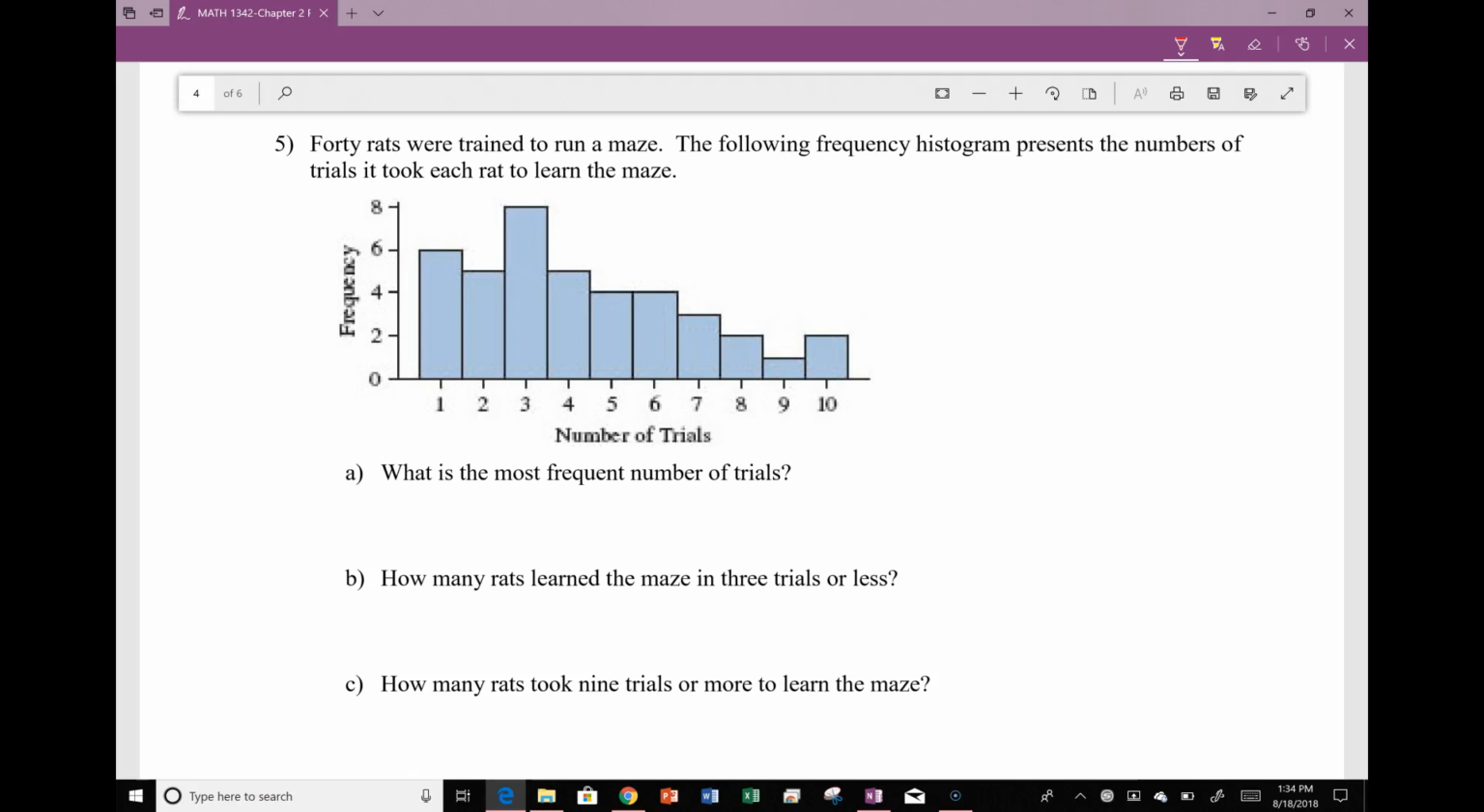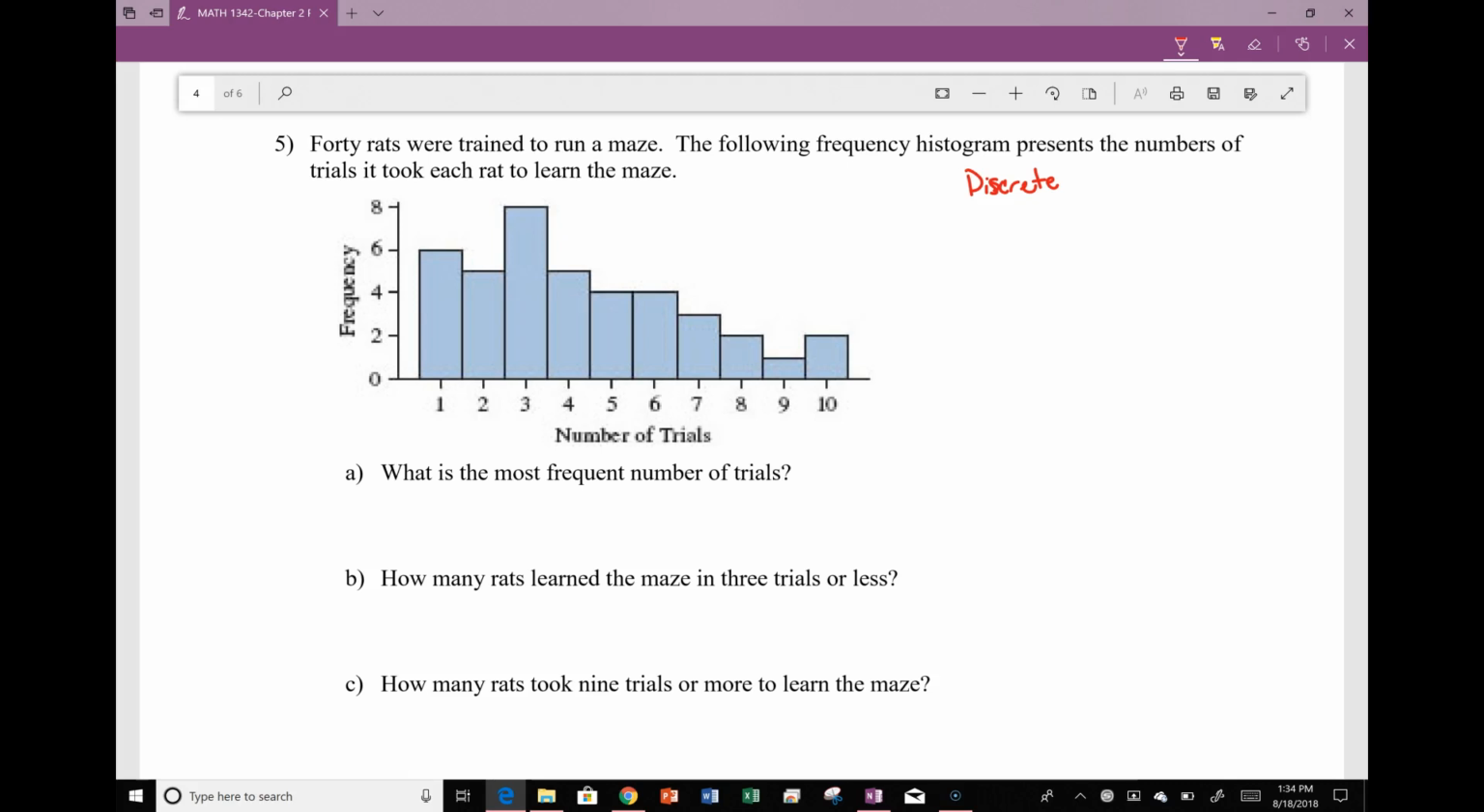Since we're talking about the number of trials, we can't really have between 4 and 5 trials. We have either 4 trials or we have 5 trials. So this is actually discrete data that we are looking at. And we have constructed a histogram for this data, which is right here.